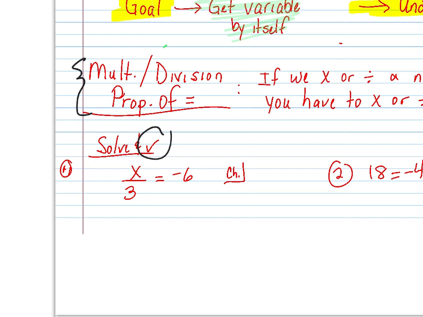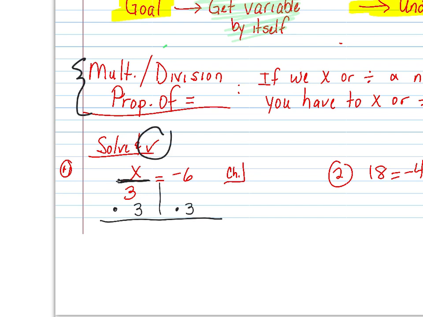Number 1. I read it as x over 3 equals negative 6. But what does this line mean? What does it mean? Divide. What undoes dividing by 3? What's the opposite of division? Multiplication. So we're going to multiply both sides by the same number they divided by. So multiply both sides by 3.